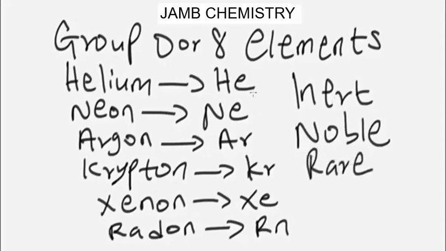The next thing you have to know is that group 8 elements or group 0 elements, which are noble gases, have 8 electrons in the atom shell, apart from helium, which has 2 electrons in its atom shell. This shows us that they are stable gases because their atom shell is completely filled with electrons.